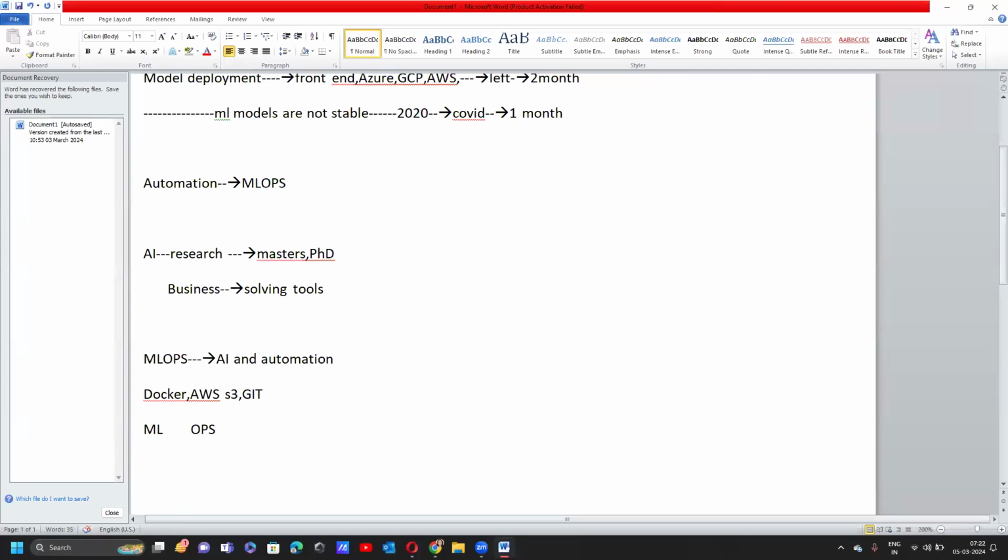If you are a junior, a fresher, I'll suggest you go with higher studies so that you can come into research. If you're already a working professional, with 5, 8 or 10 years of experience, you cannot go back and study right now. Your task should be how to solve business problems, knowing the tools.